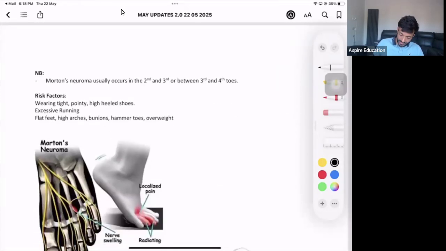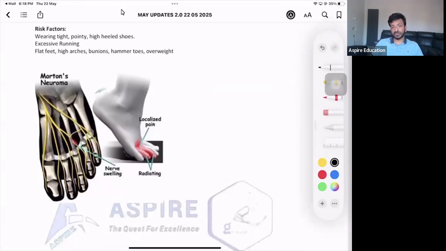So here, have a look at this picture. This picture will make your life easy. The patient has got pain somewhere here, right? So what's the risk factor? It's wearing tight or pointed high heel shoes. That is the main reason the patient will have pain here, right?